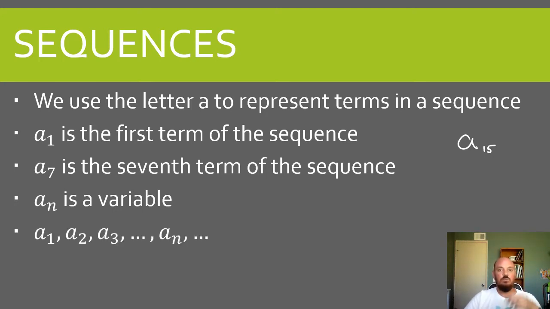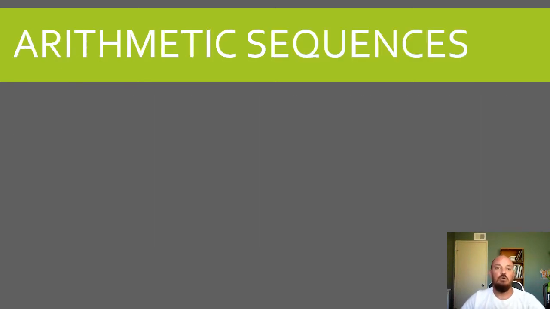So basically our sequence goes A1, first term, A2, second term, A3, A4, A5, and so on. Eventually, somewhere in the middle is An. That could be anywhere. And then I ended with another ellipsis because the sequence can keep going forever. All right, we're going to come back to this notation, but first I want to talk to you about arithmetic sequences.